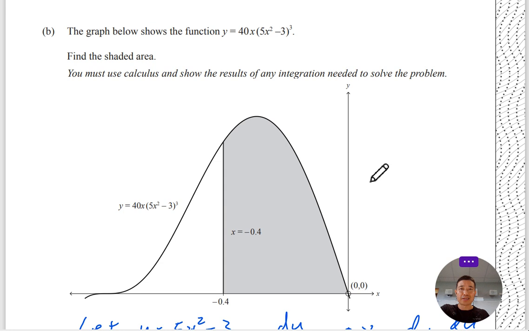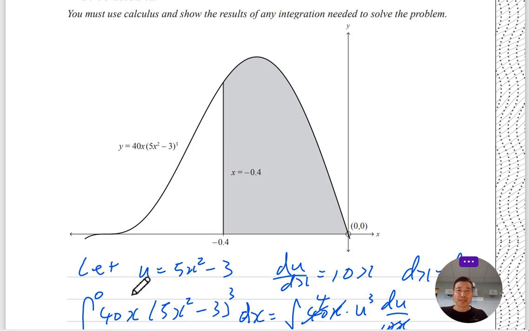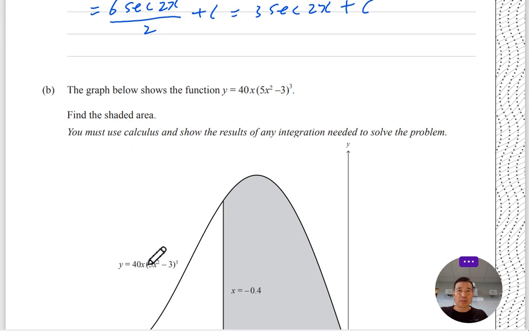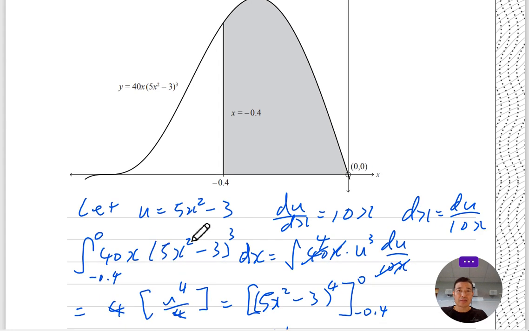Find the shaded area. So obviously we have to integrate this function. Some of you, I'm sure, expanded and integrated, but it would be too hard. We have to use the substitution method. So let u be 5x squared minus 3. Then you differentiate it because you have to find du. So du/dx is 10x, hence dx is du over 10x.